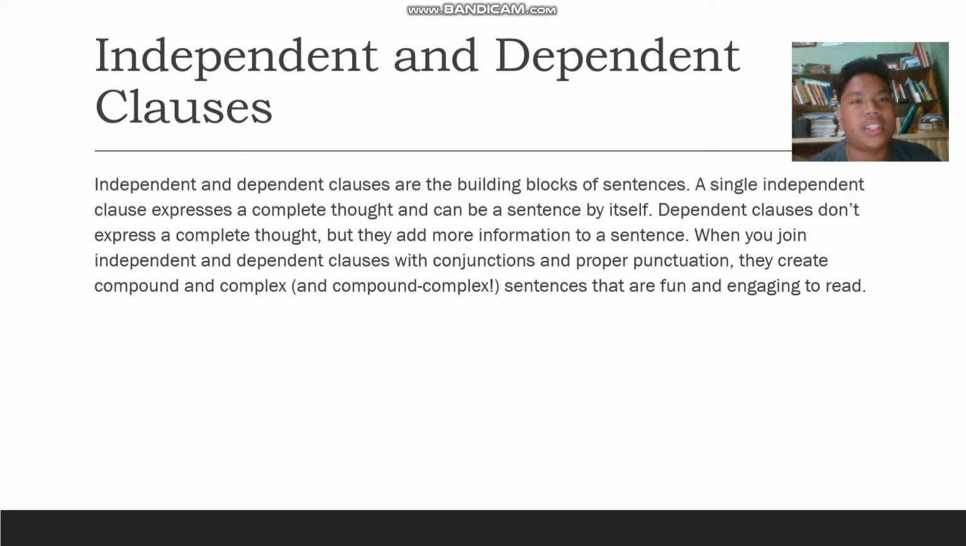I will explain independent and dependent clauses. Independent and dependent clauses are the building blocks of sentences. A single independent clause expresses a complete thought and can be a sentence by itself. Dependent clauses don't express a complete thought, but they add more information to a sentence. When you join independent and dependent clauses with conjunctions and proper punctuation, they create compound and complex sentences that are fun and engaging to read.